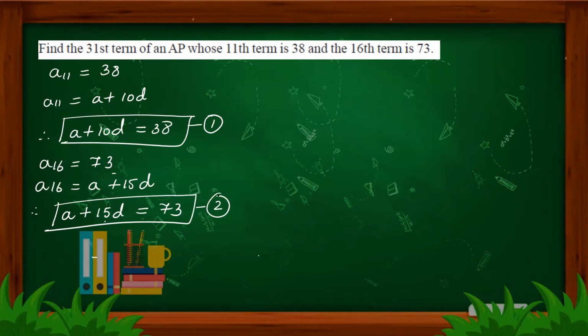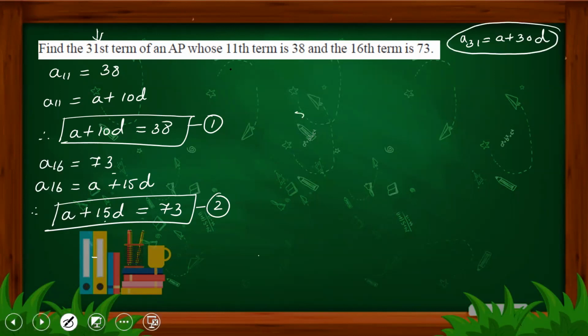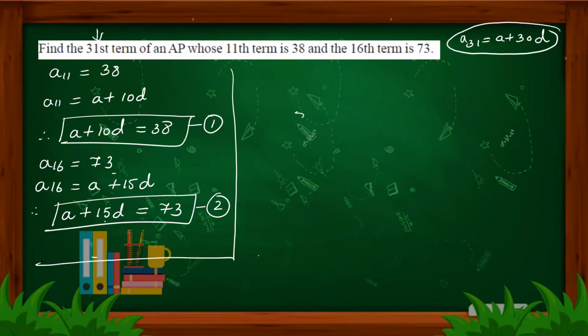Now, we can solve equations 1 and 2, and then we can find out A and D. When we find out A and D, what do we need to find? We need to find the 31st term, that is A31. What is A31? It is A plus 30D. So once we are able to solve for A and D, we can get the 31st term, right? So A can get eliminated. Subtract 1 from 2.